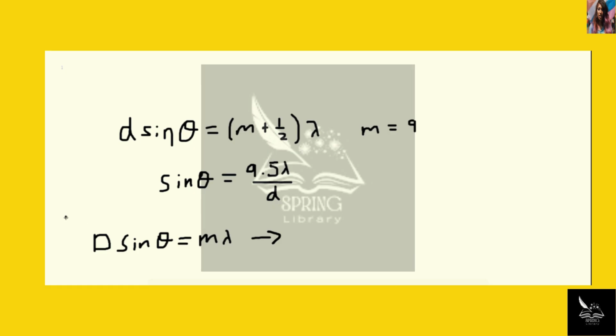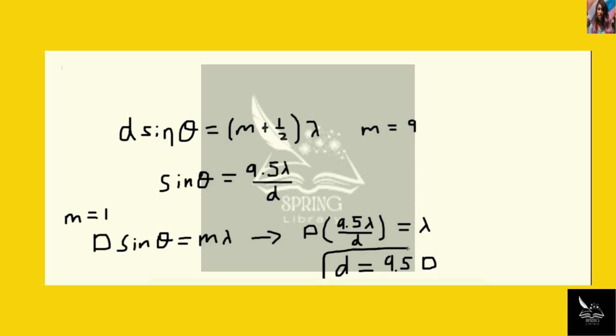We can say m equals 1. Rearranging this, we find that D times 9.5, so I'm replacing sine theta here with 9.5 lambda over little d, is equal to lambda when I replace m with 1. Or in other words, we can say that little d is equal to 9.5 times the distance for this single slit to the screen, big D. And we can box that in as our solution for part A.